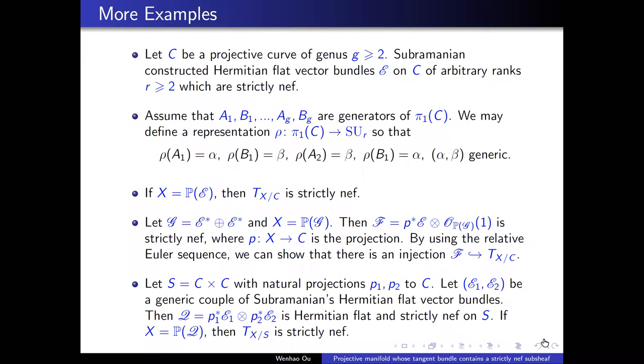Now we can proceed as before. For example, we let X equal to the projectivization of this G, a Hermitian flat vector bundle, then the relative tangent is the corresponding sheaf. And we can also use the second construction here to construct examples of higher dimensional bases such that on every fiber, the sheaf is isomorphic to a direct sum of O(1).